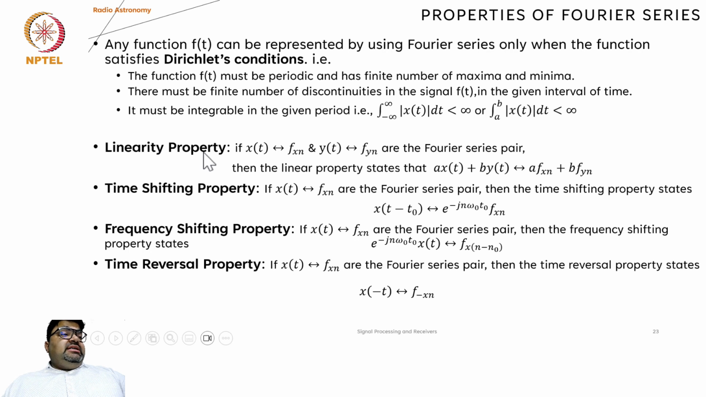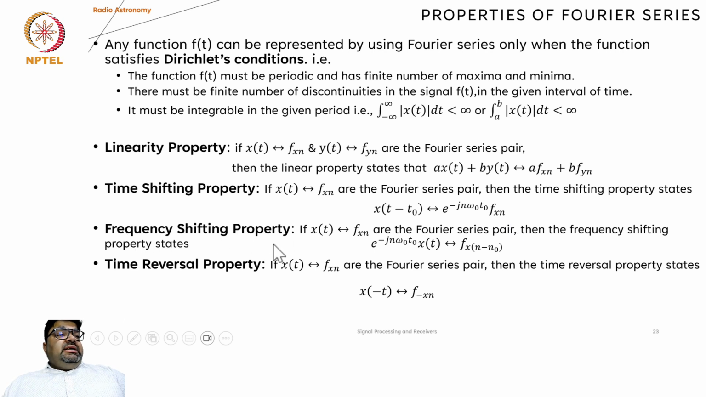Other properties of Fourier series: linearity property. If x(t) and y(t) can be represented by the Fourier series, then the summation of the two, multiplied by a and b, can be represented by the following Fourier series. Time shifting property: if x(t) is in a Fourier series pair, then the time shifting property states that x(t minus t0) can be represented by e to the power minus jn omega naught t0 times f(xn).